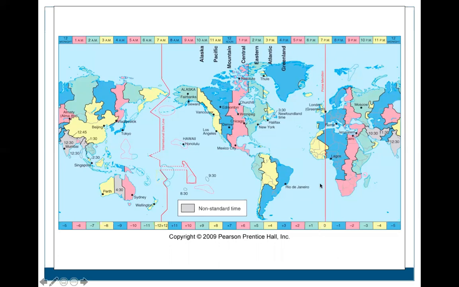So this number down here gives you the relationship of every time zone to the prime meridian. Up here, they all go the same, 5 a.m., 6 a.m., 7. Nothing changes here. Just the day changes here. And these numbers are just showing, like I said, the relation to the prime meridian.